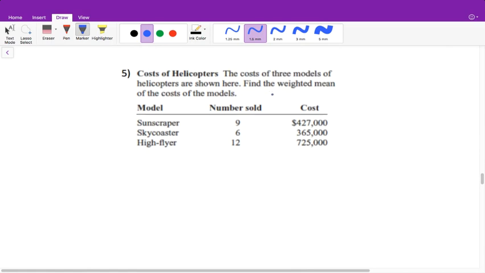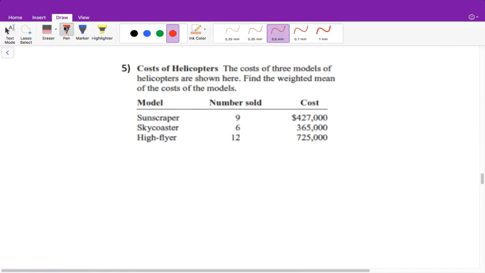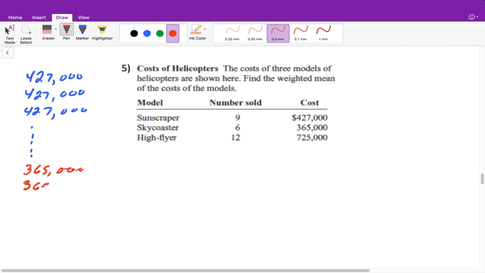All right, so for this one, it says find the cost of 3 models of helicopters are shown. Find the weighted mean of the cost. So we're not used to seeing the information in a table like this. So if you wanted to, which would take way too much time, you can write out 427,000 9 times, because that's how many we have of them. And then we can go ahead and write out 365,000 6 times, because that's how many we have of the sky coasters.